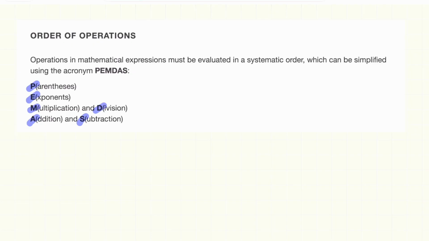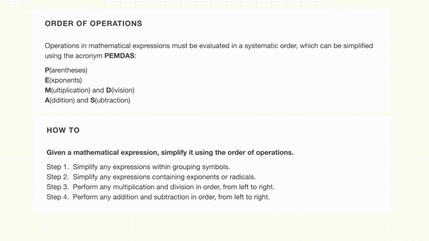Taking this shorthand for remembering the order of operations, we can break it down into 4 steps, one for each row here, where for step 1, we simplify expressions with any of those grouping symbols, such as parentheses. Step 2, we simplify any exponents or radicals. In the 3rd step, we move on to multiplication and division, in order from left to right. Lastly, addition and subtraction in order from left to right.